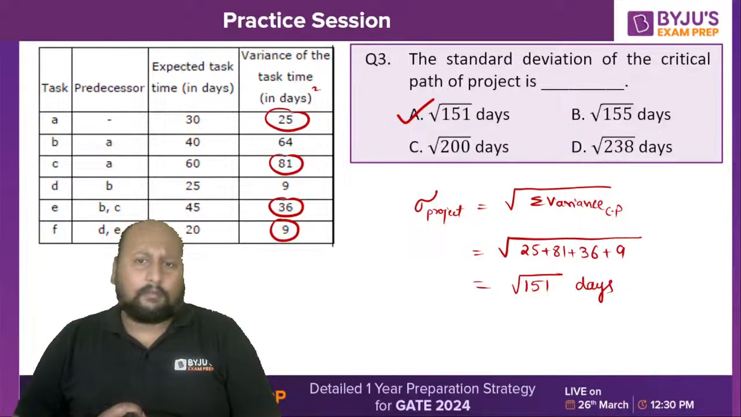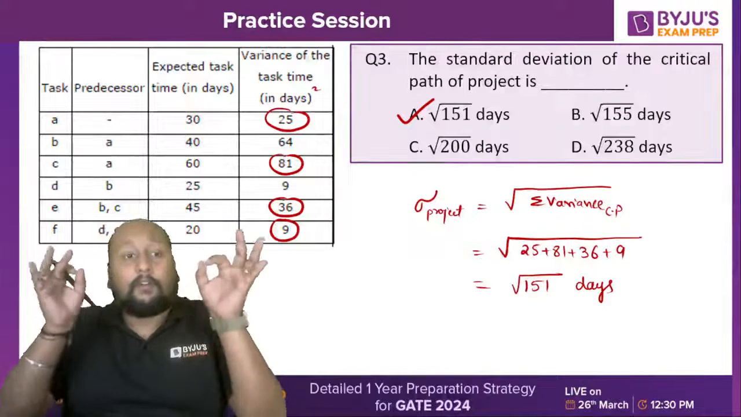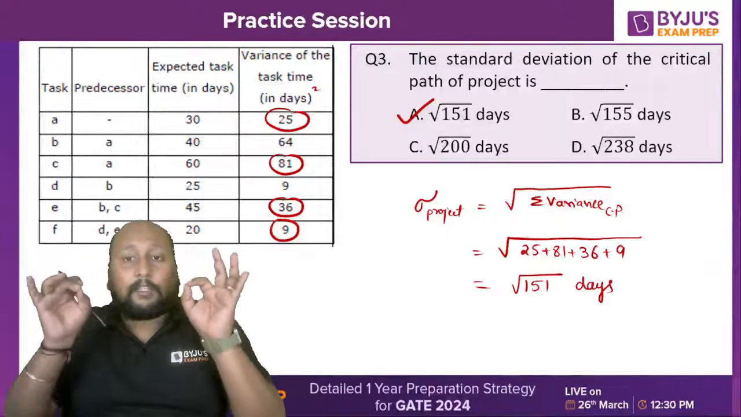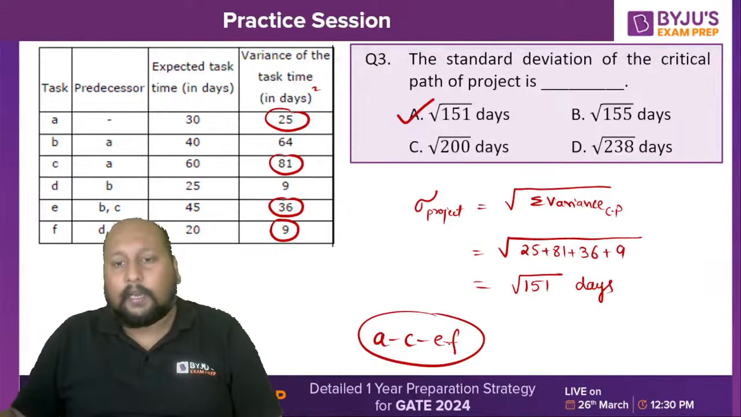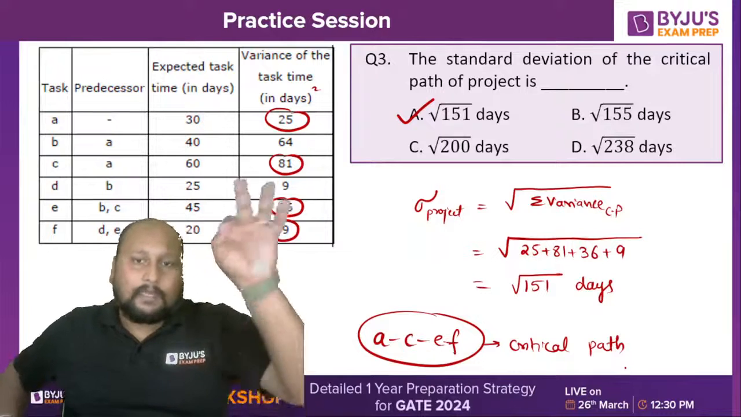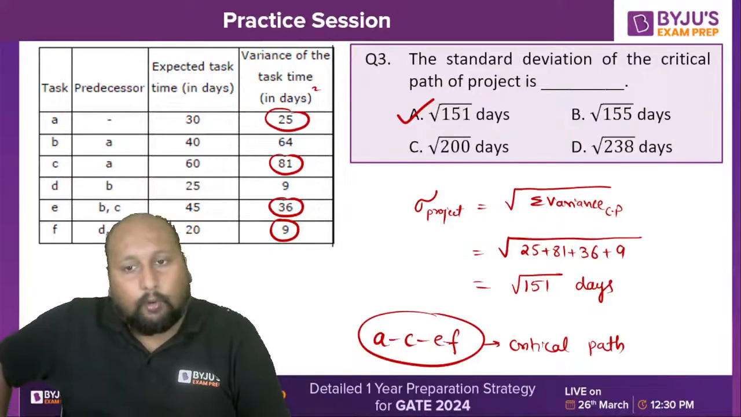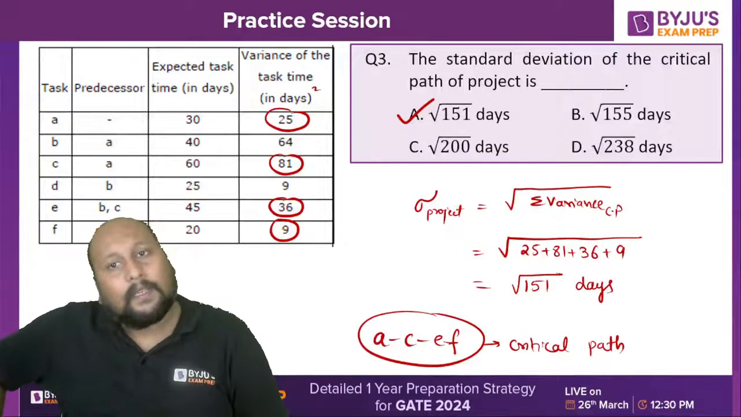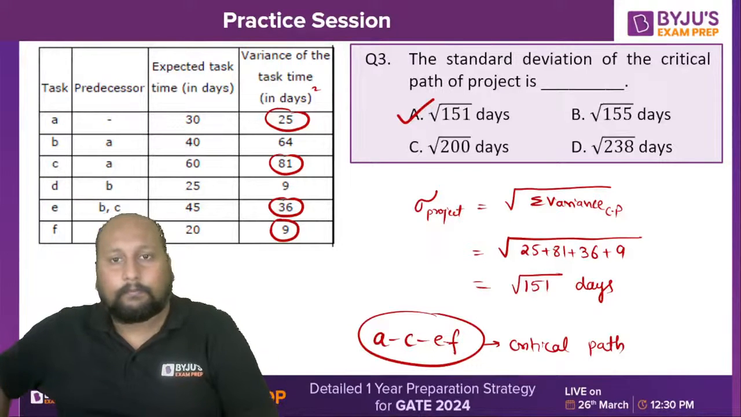And we know that if I want to calculate the standard deviation of the project, it is simply the summation of the variances of only those activities which are lying on the critical path. So here A, C, E, F were the 4 activities lying on the critical path. From that analysis, we can identify the standard deviation of the project. Root 151 days is the standard deviation of this particular pathway. Is this clear? Right?